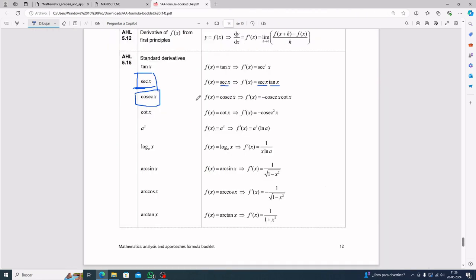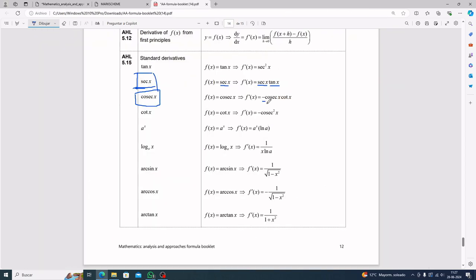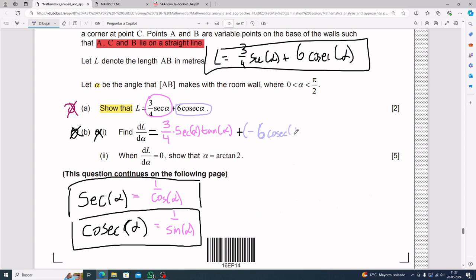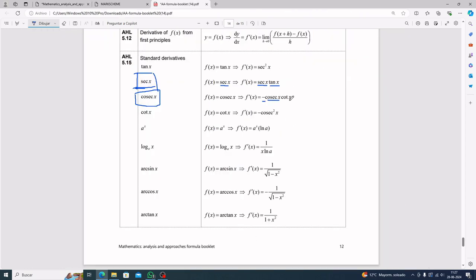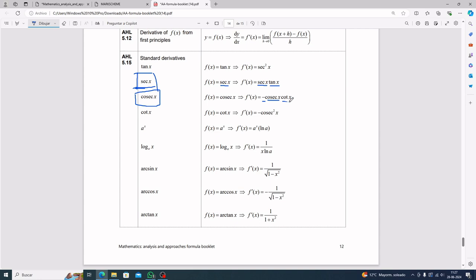So what does cosec do? Cosec means that you put a negative in front and you multiply by cotangent x. I know this looks crazy, and maybe some of it you don't recognize, but trust the procedure, trust the formula booklet. This is their derivative for cosec, so we will follow it word by word. You will end up with a -6. The 6 sticks around, so -6 times cosec alpha stays, following the formula booklet, and then you multiply it by cotangent of alpha. All right, perfect.